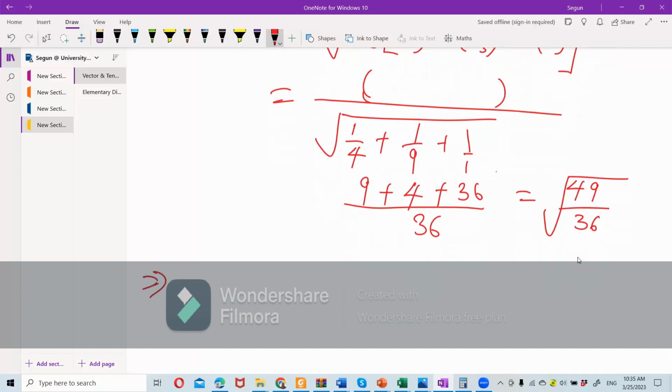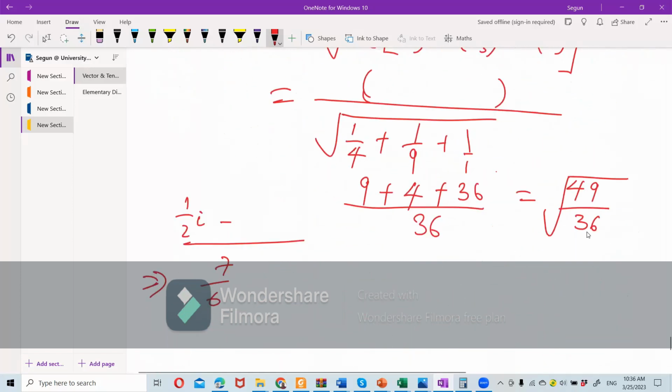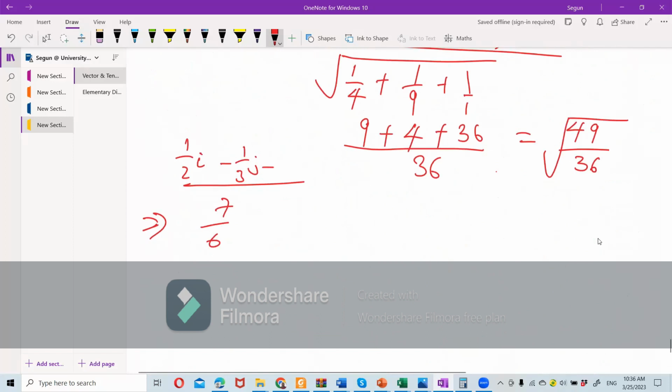Let's continue. So this one, if you find the square root of 49 is what? So 7. 7 over, find the square root of 36. That's 6. Over 6. Remember, you still have something up. What do we have up? 1/2 I minus 1/3 J plus K. Minus 1/3 J plus K.